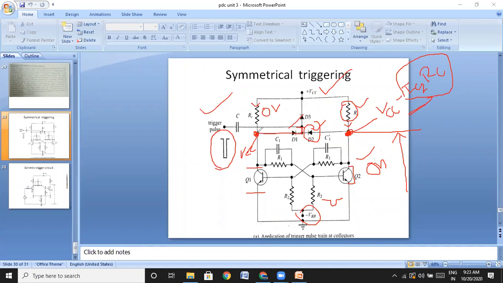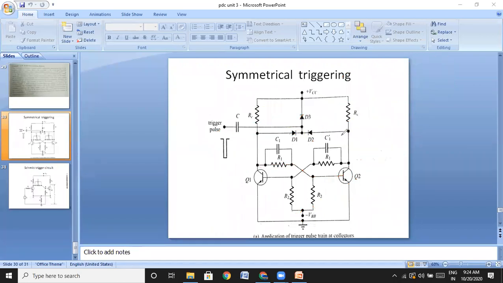It will traverse through D1 to the R1 resistance, and it will be applied to the base of the second transistor. That means this negative pulse travels from the diode D1 at the collector, through this R1 resistance, to the base of the on transistor. We are applying a negative pulse to the base of the on transistor, which makes this transistor off.